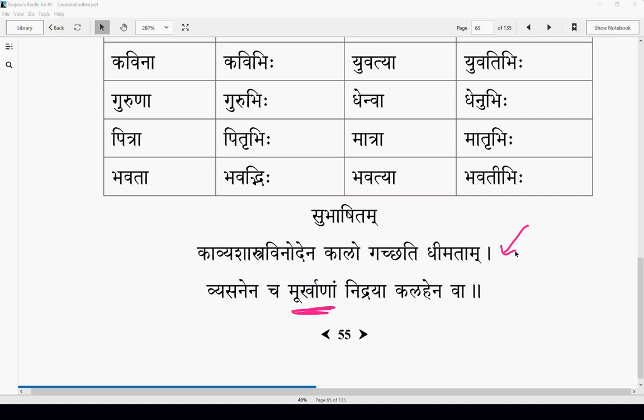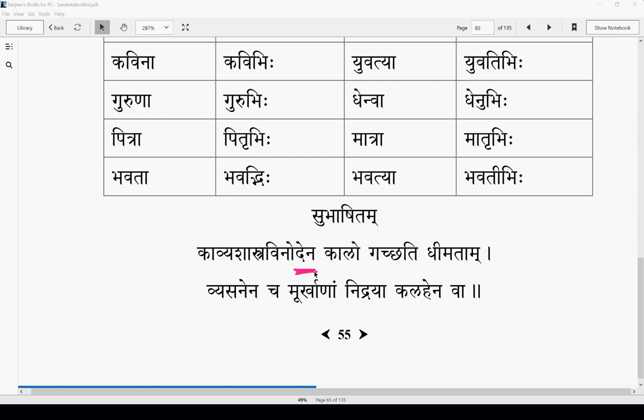So here in this Subhashitam, which means something well said. What do you say in English? Quote? Wise saying. Subhashitam. So in this Subhashitam, all the vibhaktis we already have studied. This is a good one. We know the forms of all the words here. We may not all know the meaning of each word, but the forms are there. For example, here Kavya Shastra Vinodena.